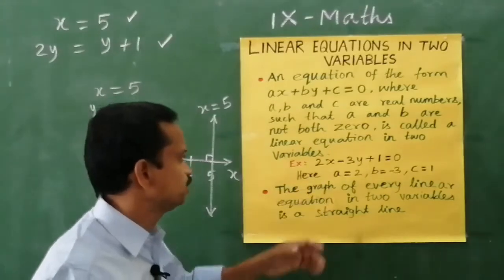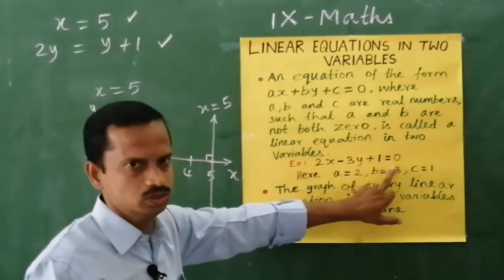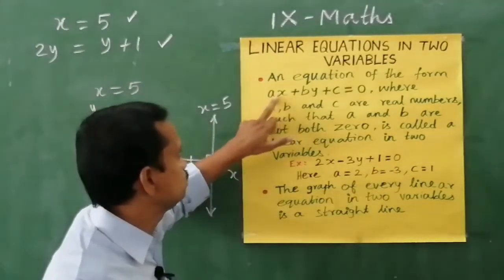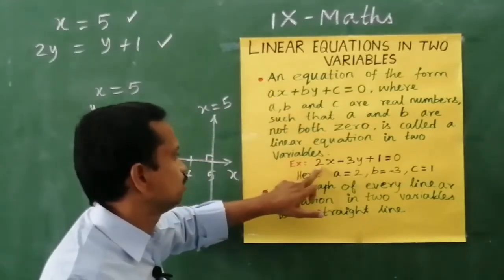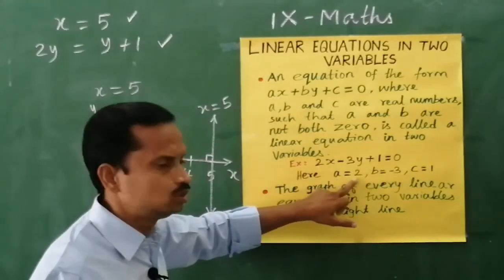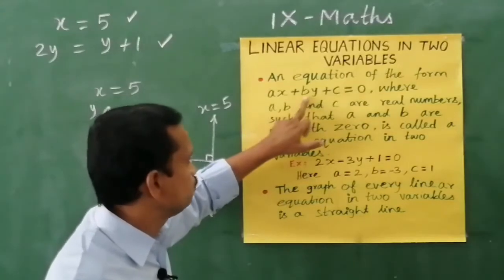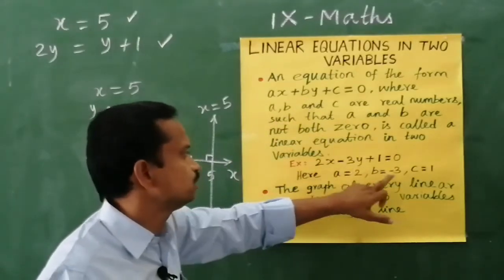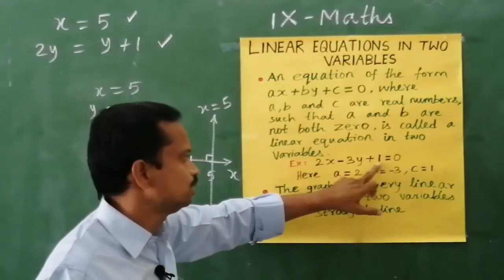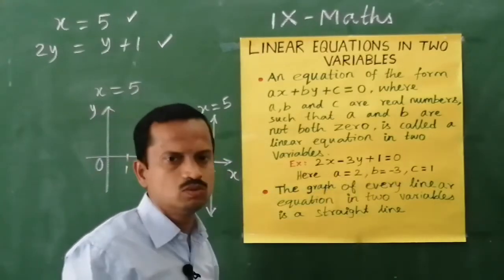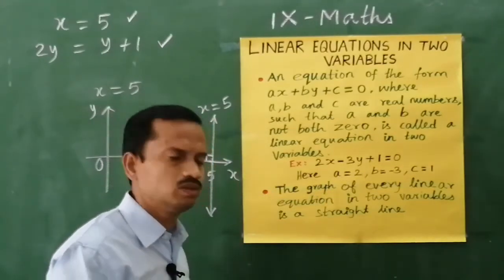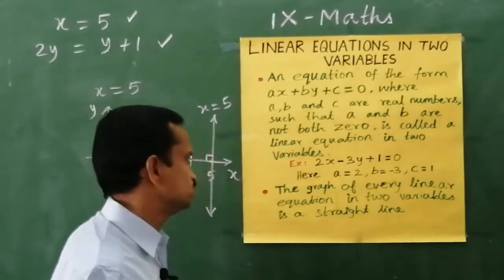For example, you can take 2x minus 3y plus 1 equal to 0, and comparing with the general form, instead of a we have 2. So, a equal to 2, and instead of b we have minus 3, and instead of c we have 1. So, c equal to 1. Like that we can find the values of the coefficients.